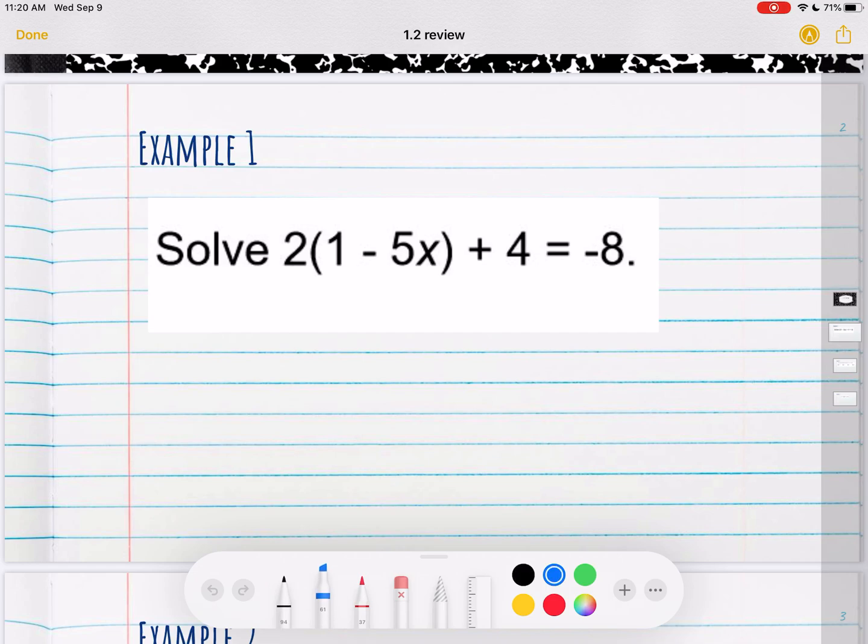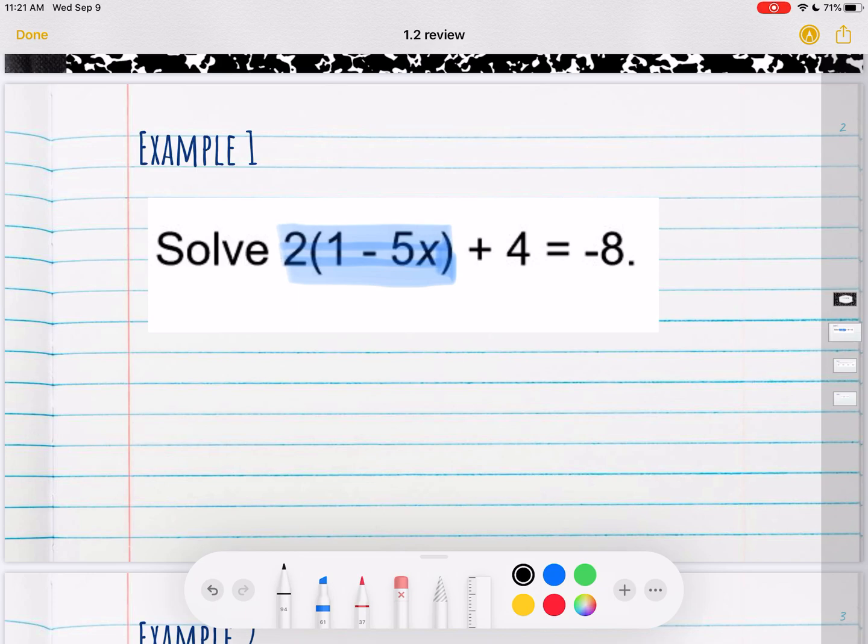Well, if we remember from yesterday, sometimes we're given bigger equations that we need to simplify first using order of operations before we actually solve the equation. If you look right here, we have this 2 and then we have this 1 minus 5x in parentheses. We're going to have to use the distributive property here.